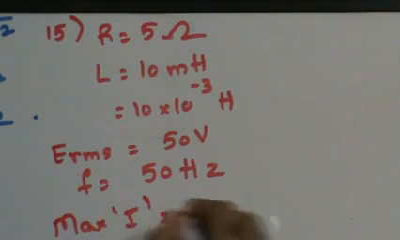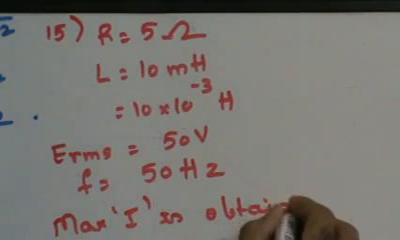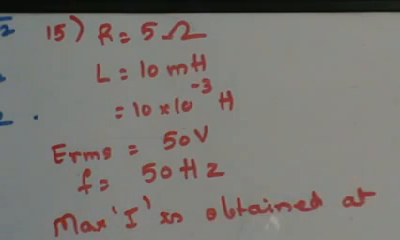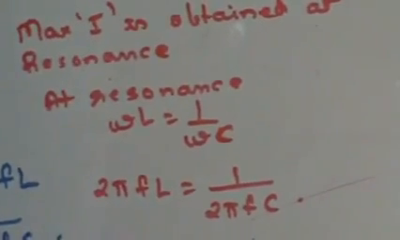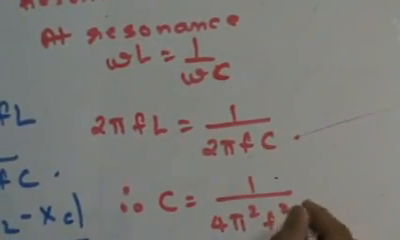Maximum current is obtained in a series circuit at resonance. At resonance, condition for resonance is omega L is 1 upon omega C. So therefore I can say 2 pi FL is 1 upon 2 pi FC. Therefore you can say C is 1 upon 4 pi square F square L. So you will come to know the capacitance in the circuit.